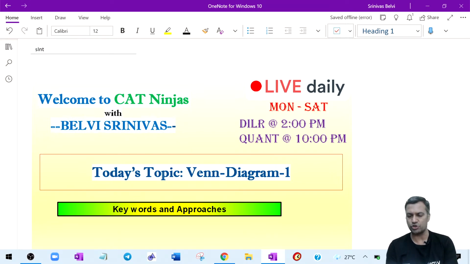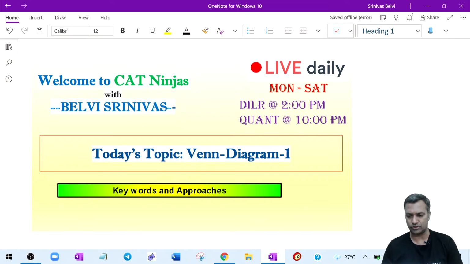Let's start with a new module on Venn diagrams. Of course, it doesn't require any introduction because you all know that Venn diagram is one of the important topics, not just from the perspective of LRDI. Sometimes, yes, they do ask questions based on this concept in quant as well. There could be percentage questions with this background. There could be questions built on individual questions, which we have seen in quite a few exams, including CAT. So all of us understand that it's one of the important topics.